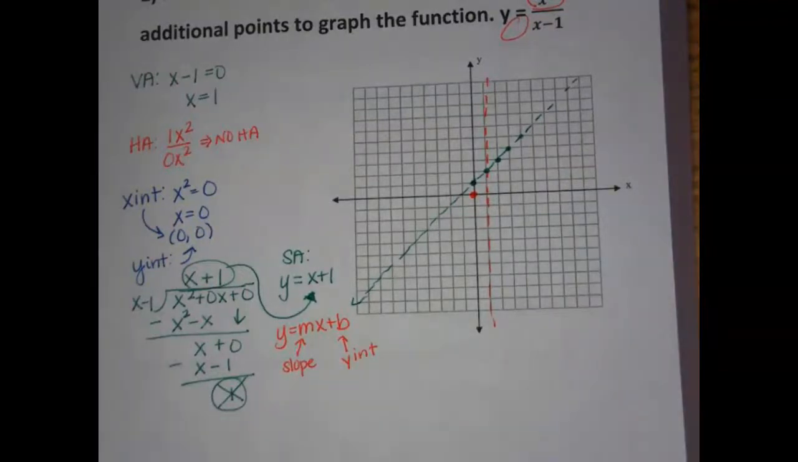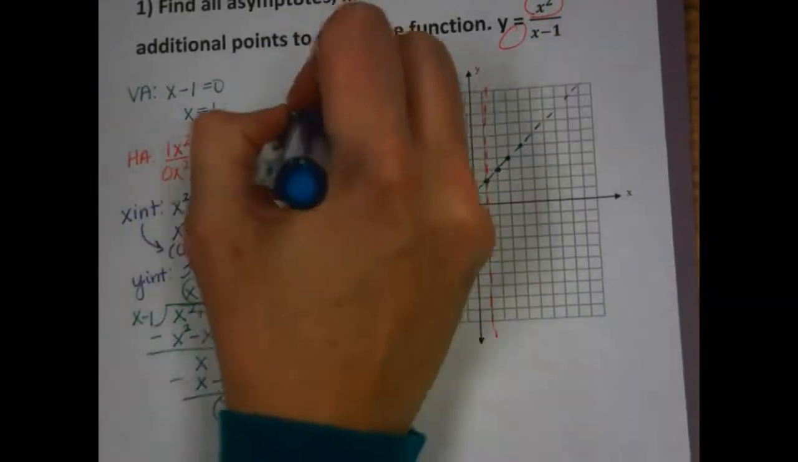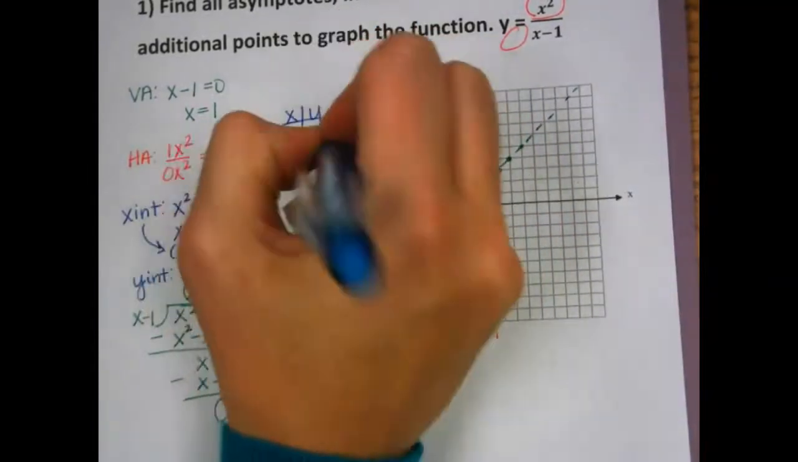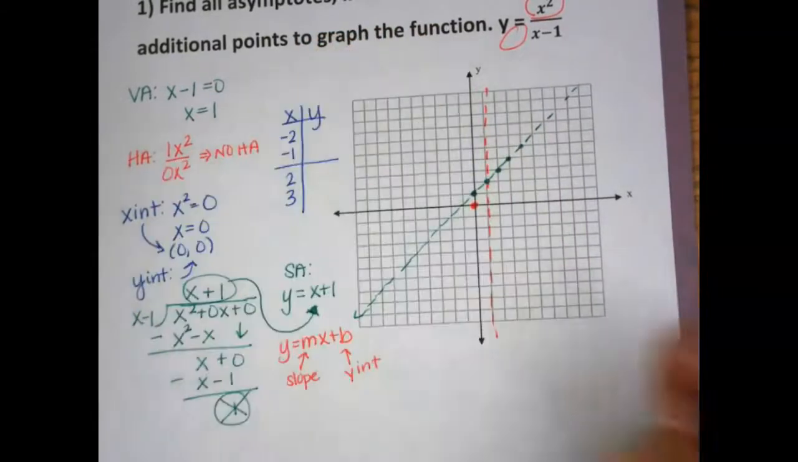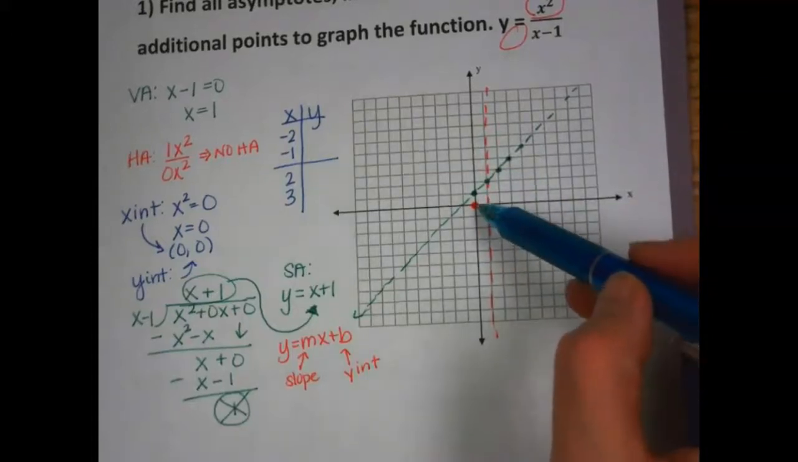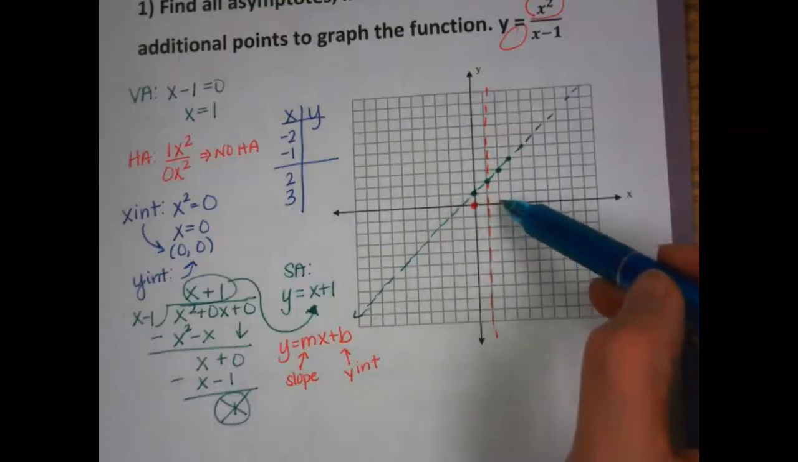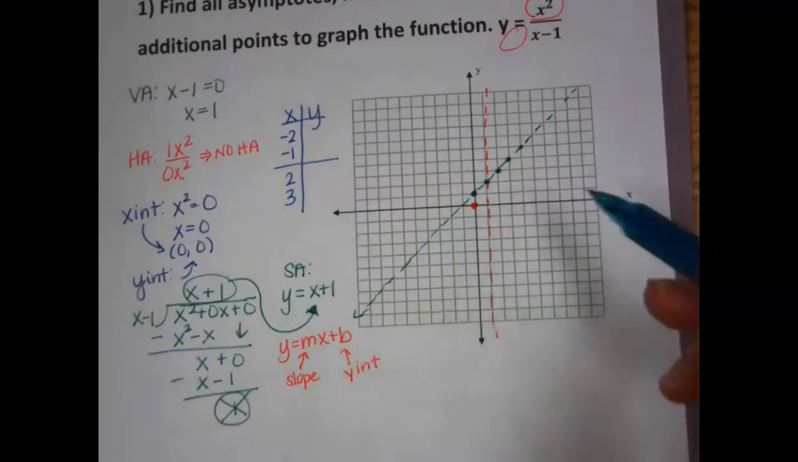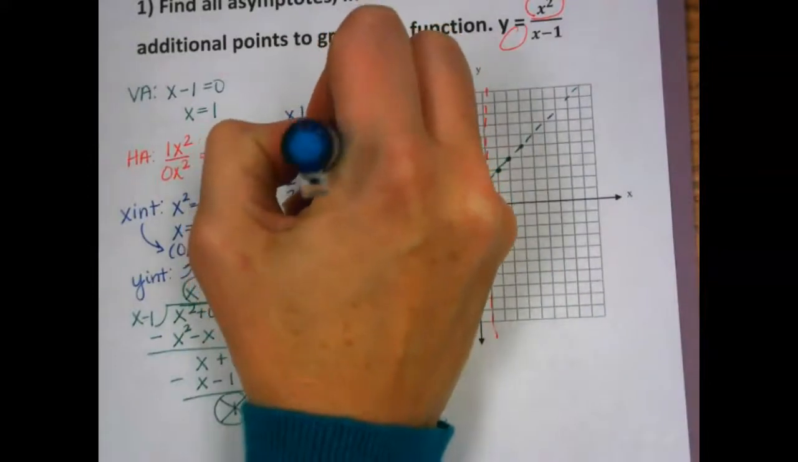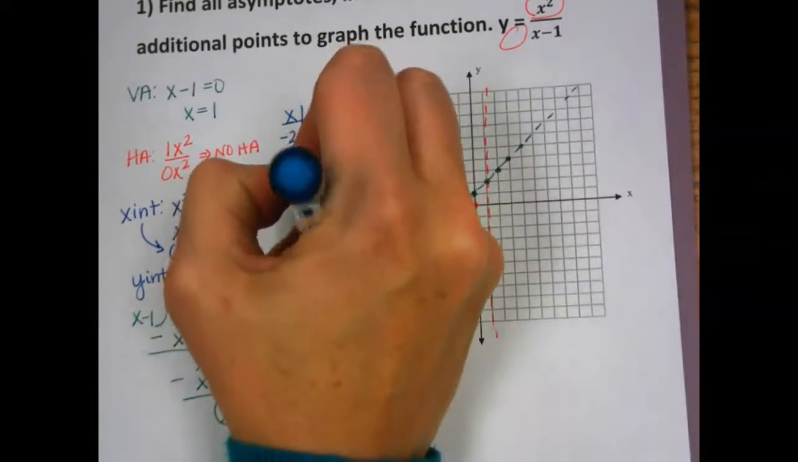Then, like all the other ones we have done, after we put that information on there, we need to find some additional points. Same rule applies. We want 2 points to the right and 2 points to the left of that vertical asymptote. So our vertical asymptote was located at x equals 1. So we want 2 points to the left. We already have 0, so we can do -1 and -2. And then we want 2 points to the right, 2 and 3. So -2 gives -1.3, -1 is -0.5, 2 is 4, and 3 is 4.5.